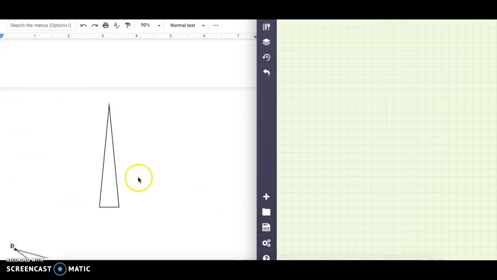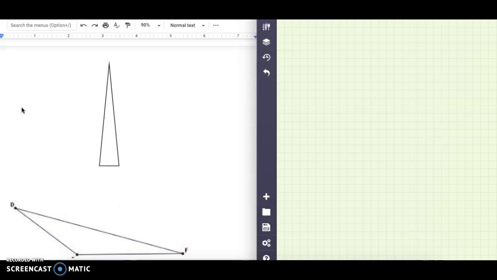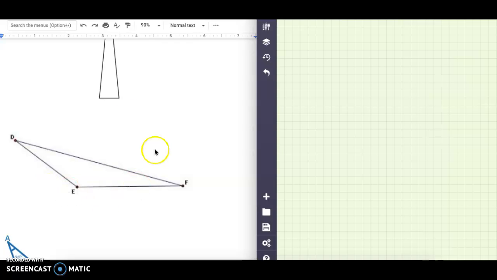So let's say in your picture you have a really, really skinny triangle like this. What kind of triangle is this? Then you have another triangle. What kind of triangle would this one be?